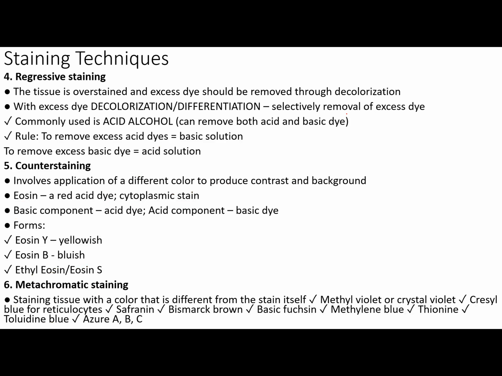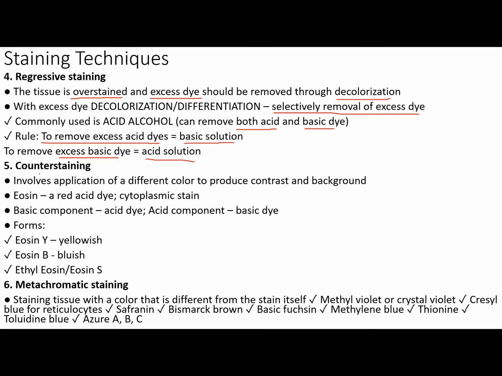Now the fourth one is regressive staining. So the tissue is first overstained and excess dye is removed through decolorization. Decolorization or differentiation is known as the selective removal of excess dye. Commonly used is acid alcohol, which can remove both acid and basic dye. Now take note of this rule, class. To remove excess acid dye, you have to use a basic solution, while to remove excess basic dye, you need to use an acidic solution.